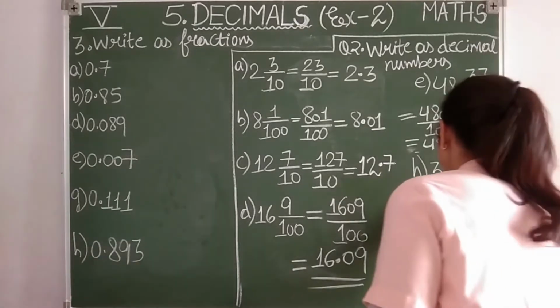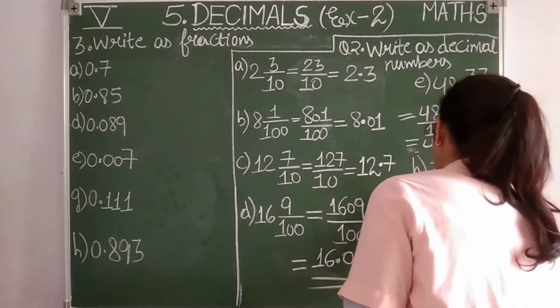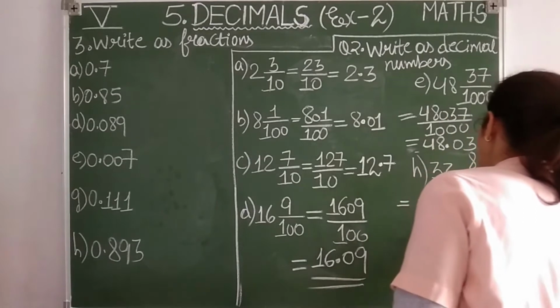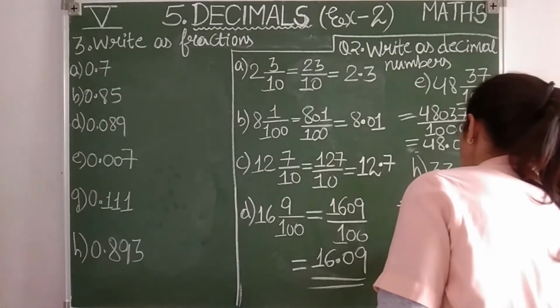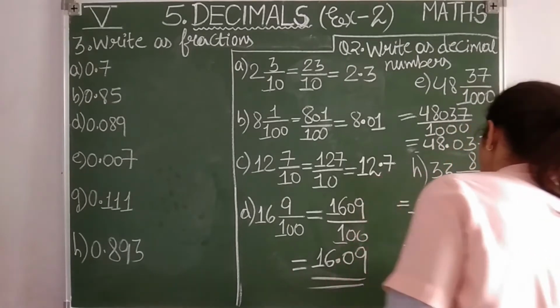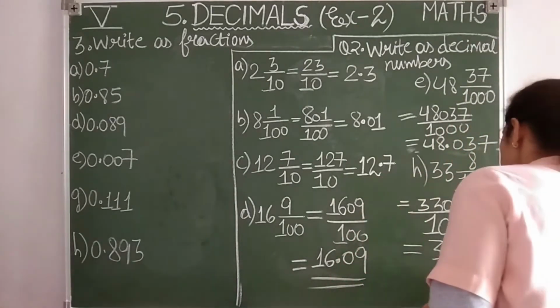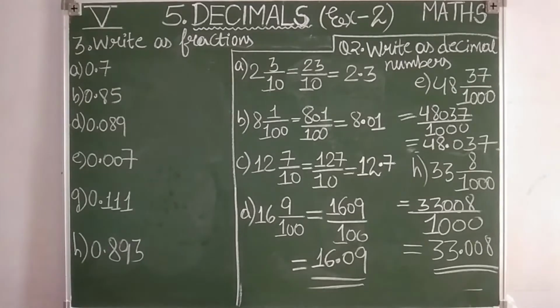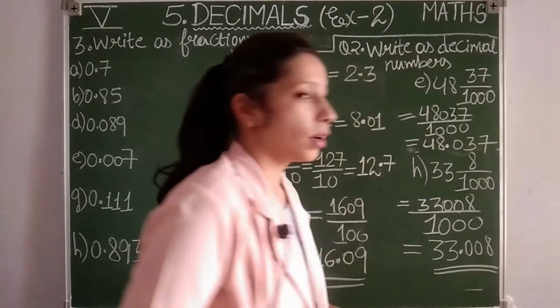Now again I'll get 33,008 upon 1000. The point will come before 3 digits, so 33.008. Okay students, now the points which I have left, your work you are going to do as homework.